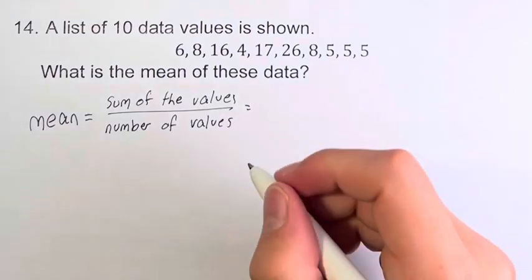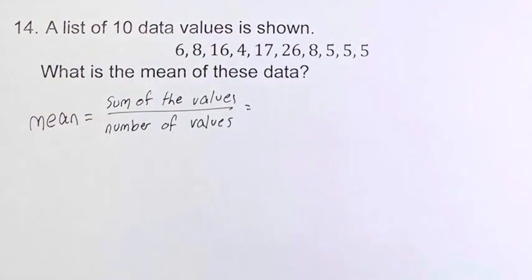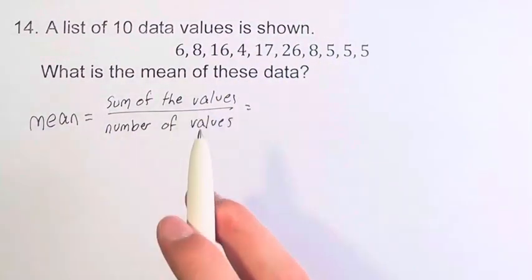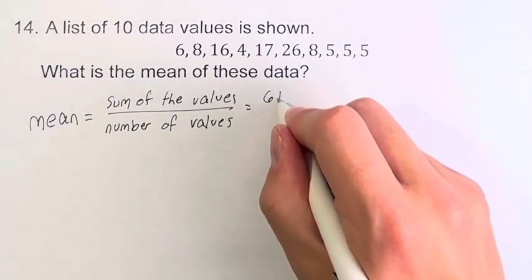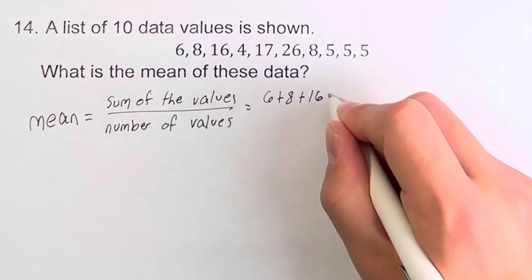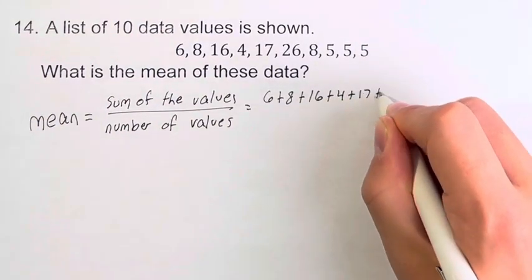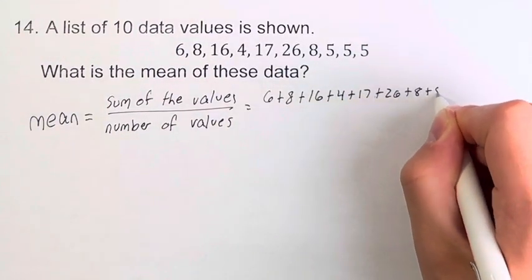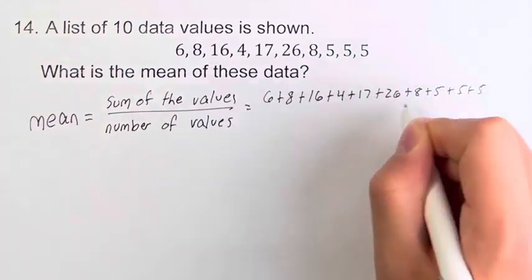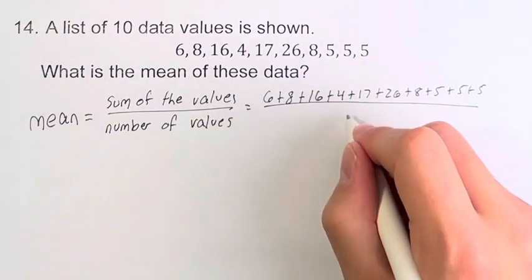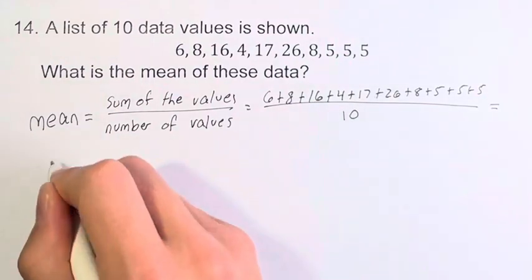So, what is the number of values? First of all, we know that there's 10. You could also just count them up just to make sure. And the sum of the values means you're adding them all up. So you have 6 plus 8 plus 16, and so on. All of these are added up and then divided by the number of values, which is 10.